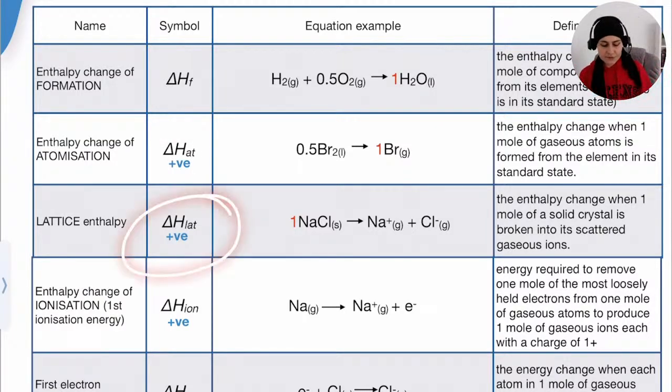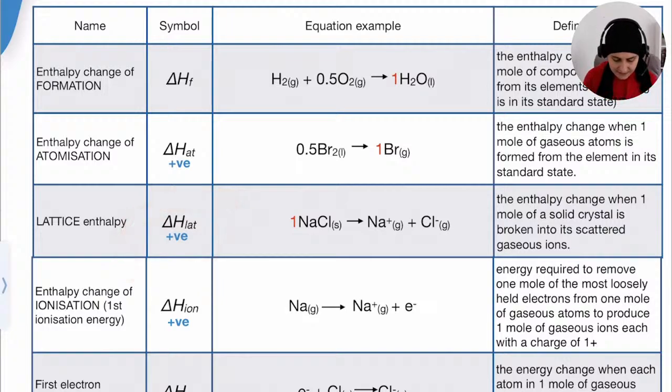Then lattice enthalpy we discussed last time as well. So lattice enthalpy is when 1 mole of an ionic lattice is broken into gaseous ions. So you have 1 in front of the ionic compound, and you're forming gaseous ions.